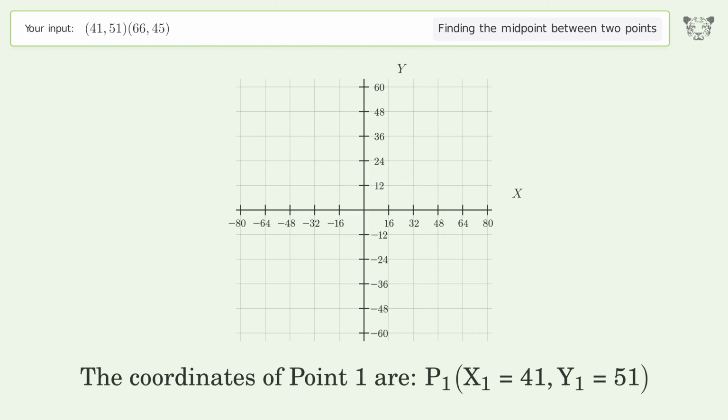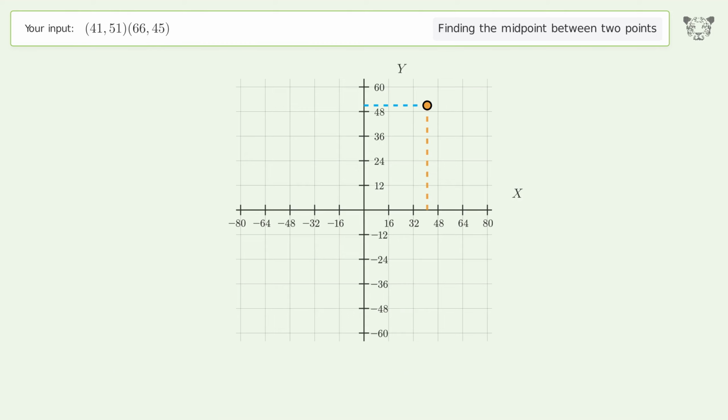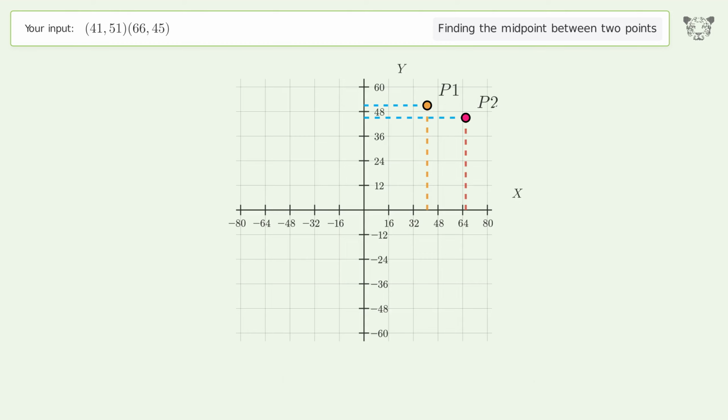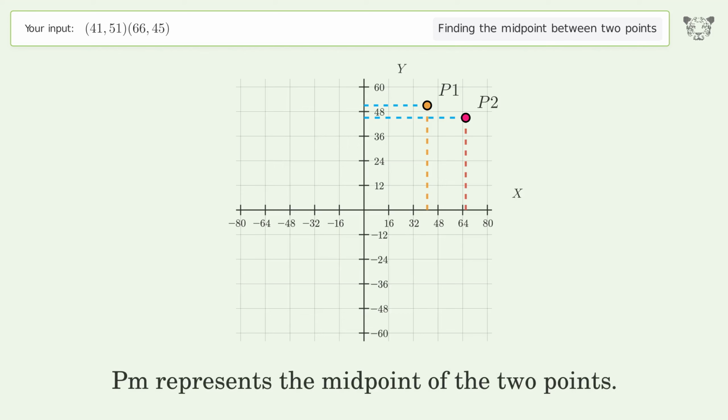The coordinates of point 1 are, x1 equals 41, y1 equals 51. The coordinates of point 2 are, x2 equals 66, y2 equals 45. PM represents the midpoint of the 2 points.